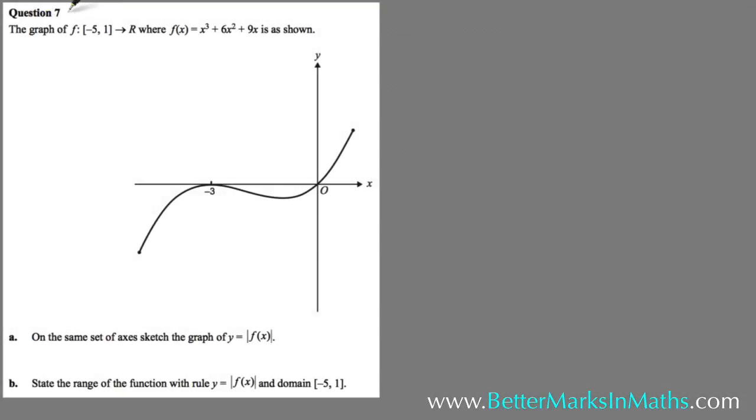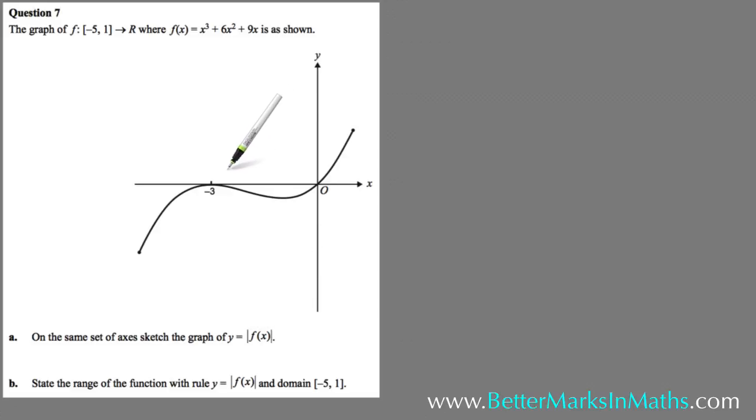In this question, the graph of f, with the domain -5 to 1 inclusive mapped onto R, where f of x is equal to x cubed plus 6x squared plus 9x, is as shown. So this is the graph here. And in part A, on the same set of axes, sketch the graph of y is equal to the absolute value of f of x.